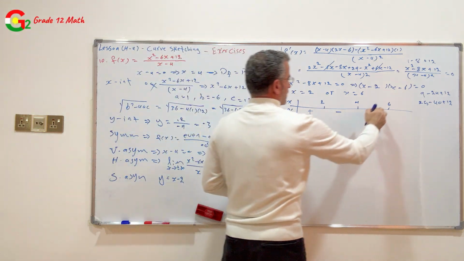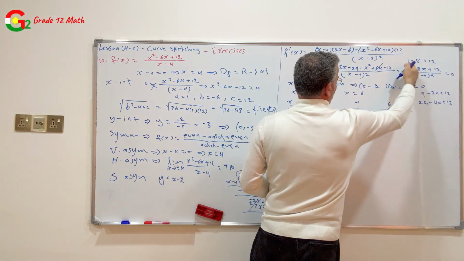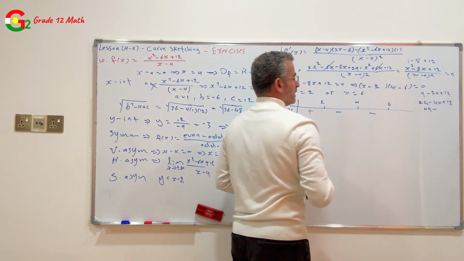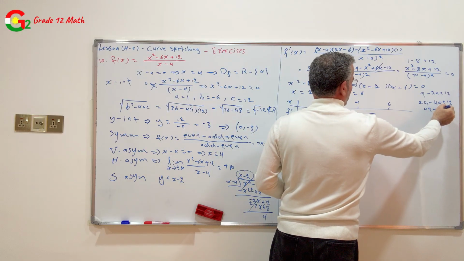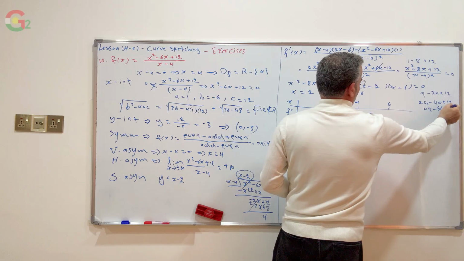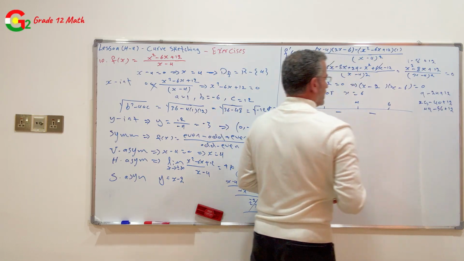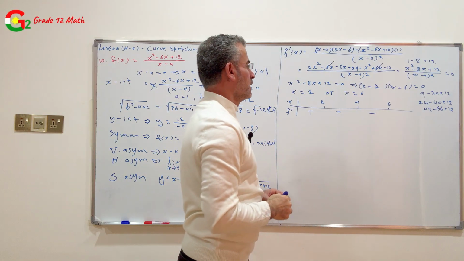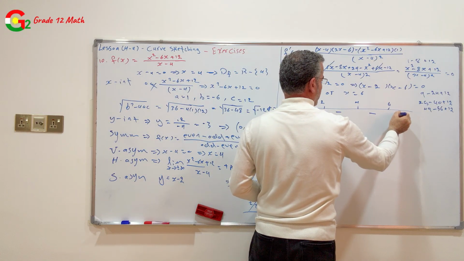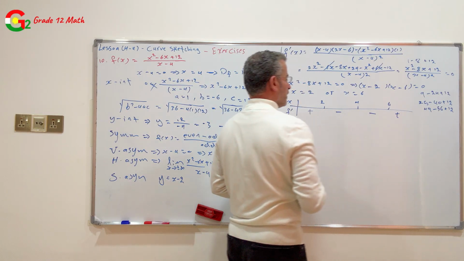When x is greater than 6, take 7: 7 power 2 is 49, minus 8 times 7 is 56, plus 12, 49 plus 12 is 61, minus 56 is a positive value.